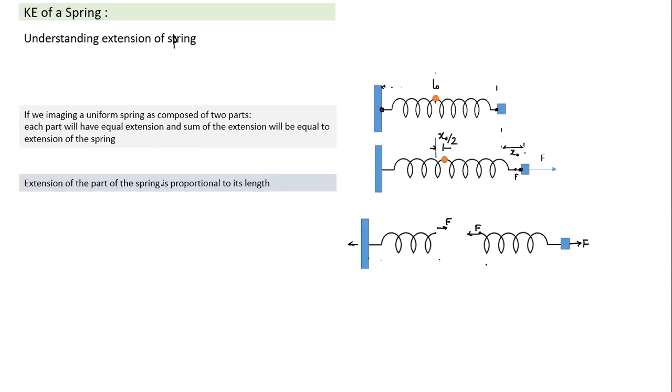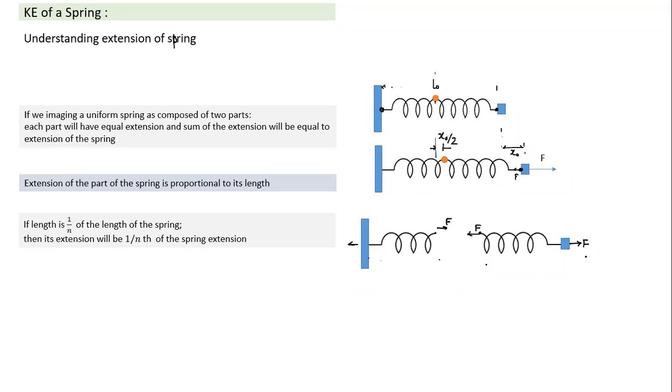Extension of a part of the spring is proportional to its length. So if I take 1/3 of the length, and the total extension is 3 centimeter, if I divide it into 3 parts, each part will have an extension of 1 centimeter. So extension of a part of the spring is proportional to its length. Okay, and this also is important. If I take 1 by n part of this, I divide the entire spring into n parts, each part will have a length of 1 by n.